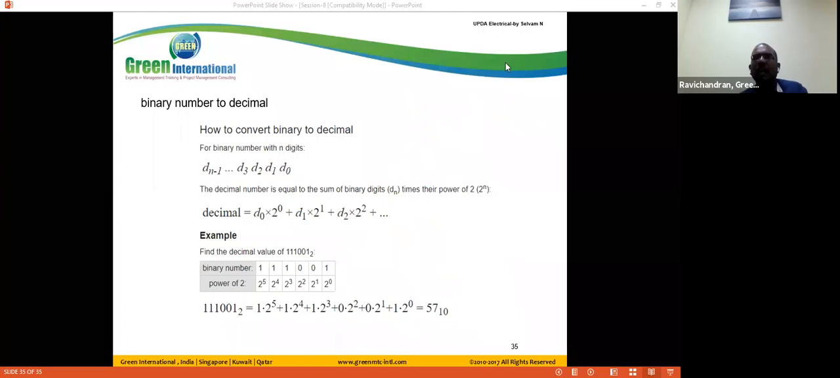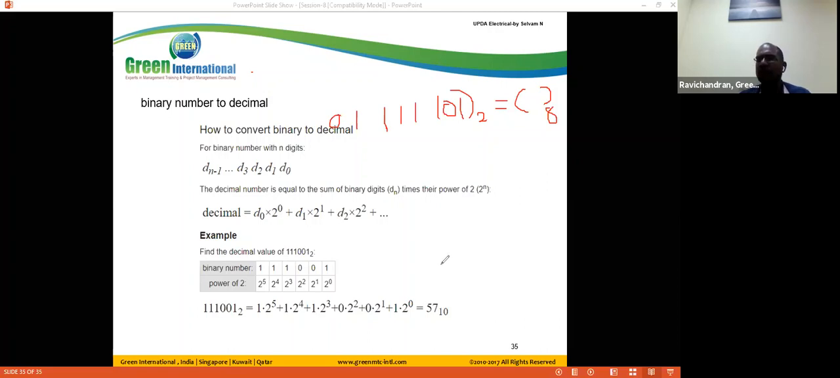So this is how to convert between binary, decimal, octal and hexadecimal. Similarly, how to convert hexadecimal and octal to binary. So now another important thing. For example, say we have a binary number. Convert this binary number into an octal number.